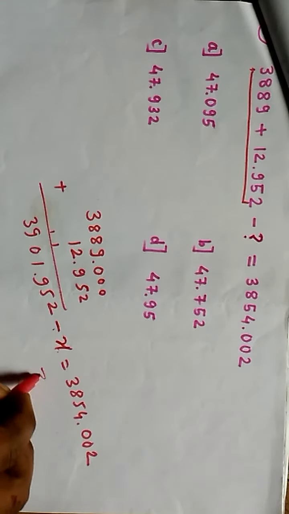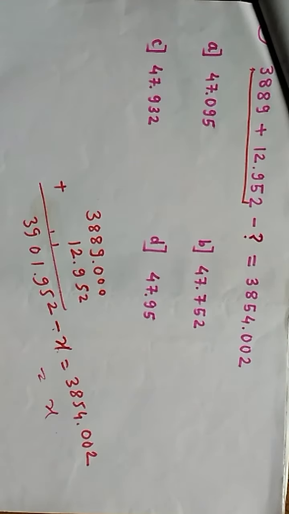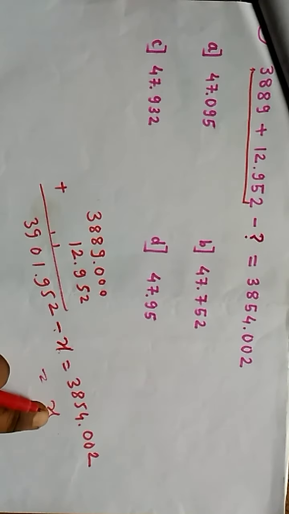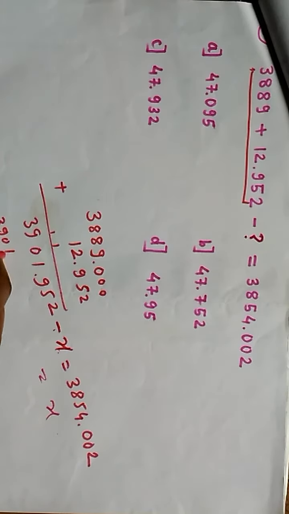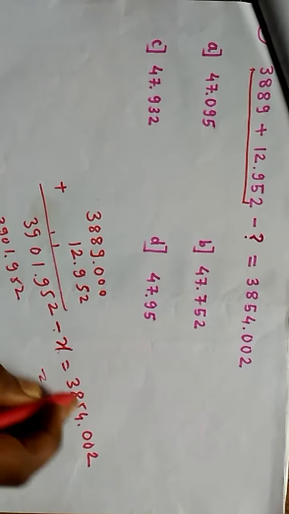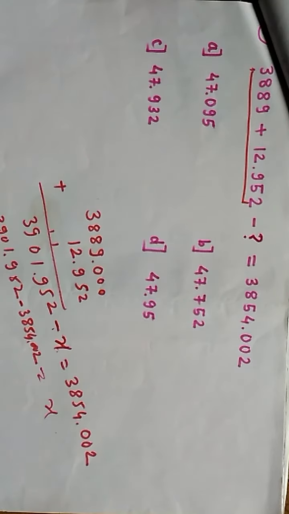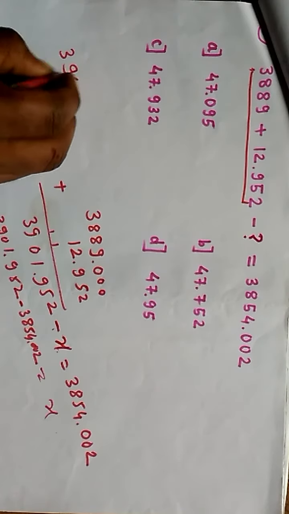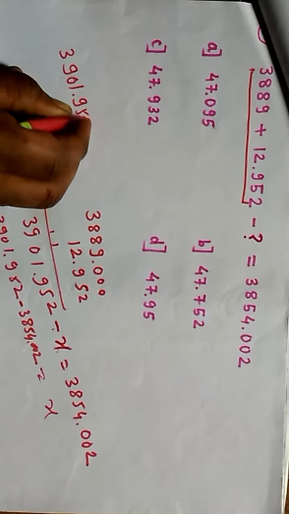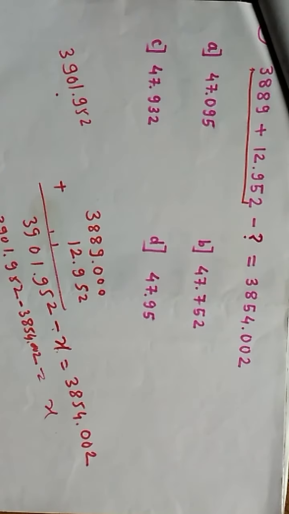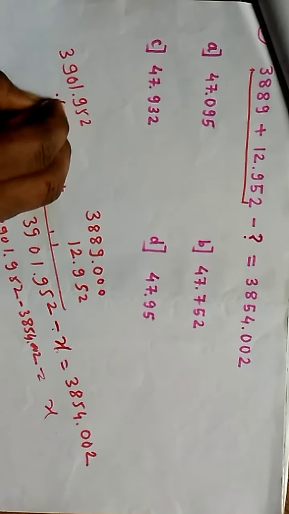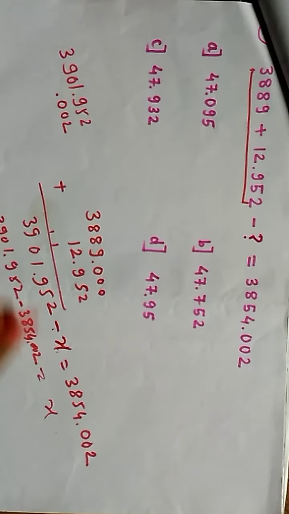So x goes to this side, this is negative, so when this goes to this side, this becomes positive. So 3901.952, this comes to this side, then this becomes negative, so 3854.002. Okay, so 3901.952, point here, so 002.